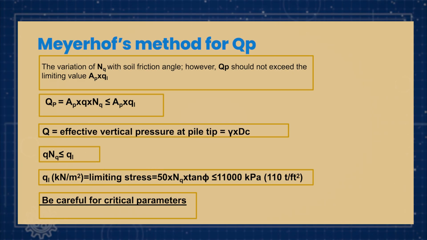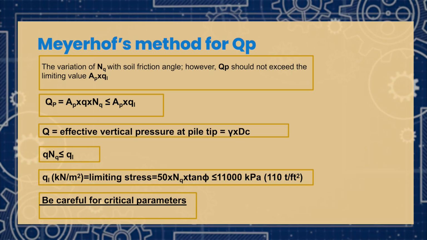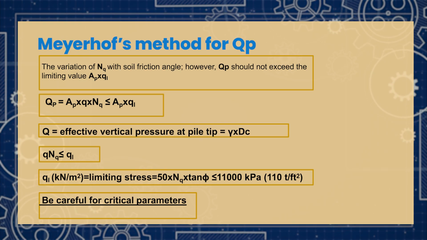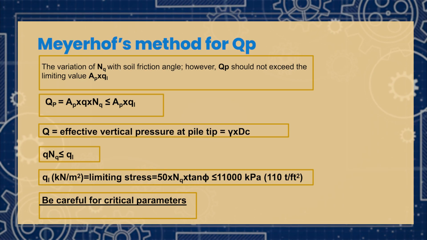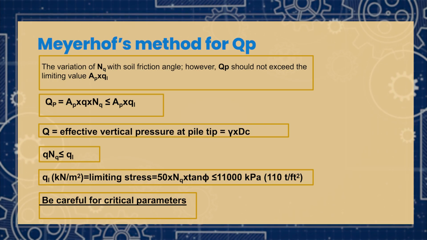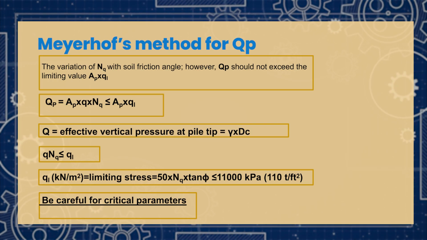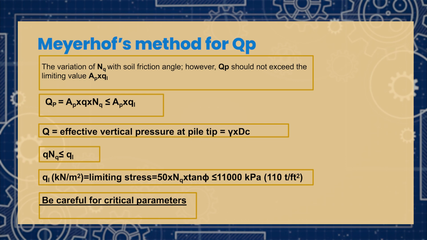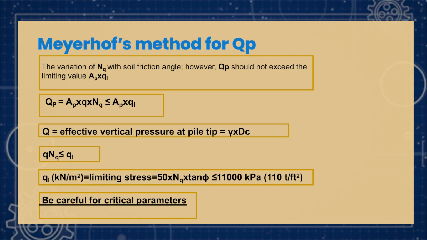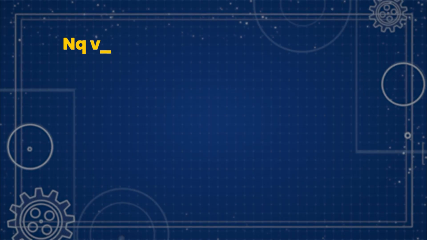And also here they are telling that the q' you are calculating has a limiting stress, with the formula 50 Nq tan phi. It is limited to less than or equal to 11,000 kPa. We should be careful about this critical parameter. The next thing is N values. How will the N values depend?